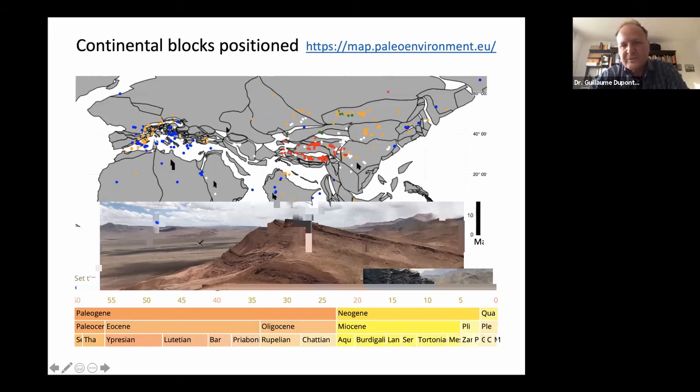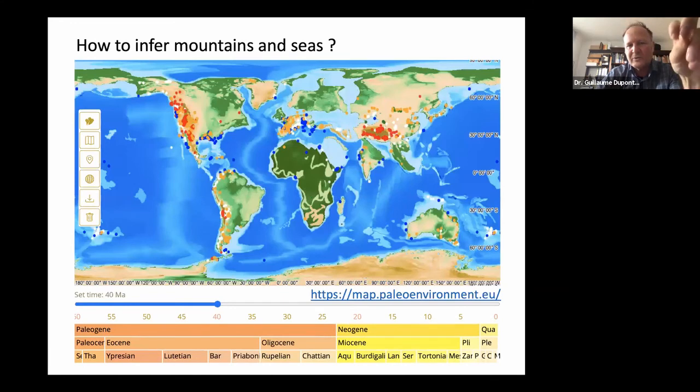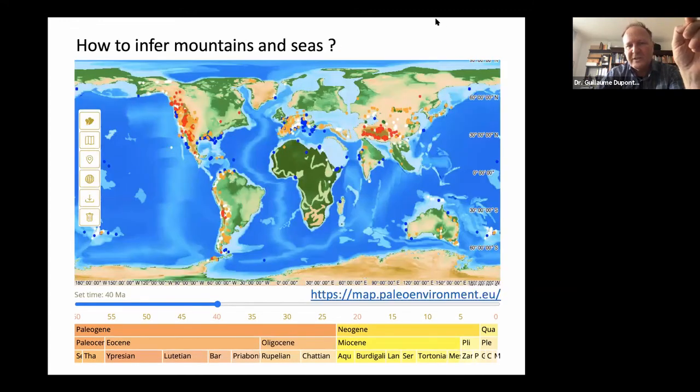So now we have positioned our blocks and we can look at different types of data. This is from our website. And this is all the data points that we have used to reconstruct the paleo mountains and oceans. Okay, so from this point, we want to get to this point, right? So now I have explained how to position the blocks. And now it's how to make the mountains, make the oceans, etc.